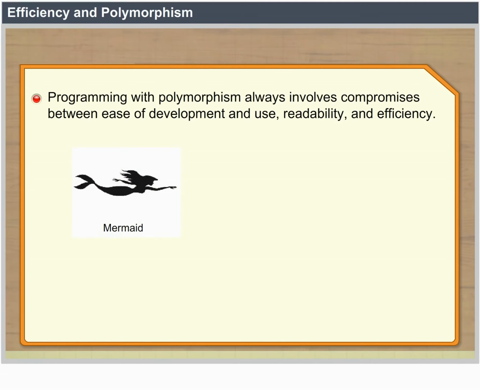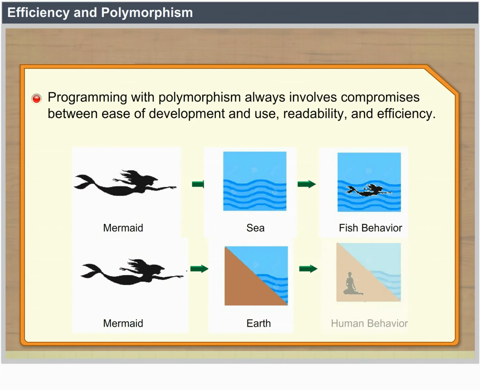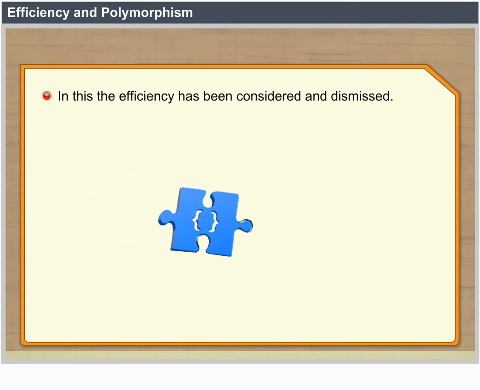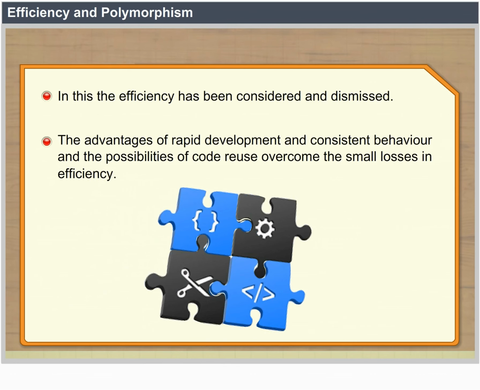Efficiency and polymorphism. Programming with polymorphism always involves compromises between ease of development and use, readability and efficiency. In this, the efficiency has been considered and dismissed. The advantages of rapid development and consistent behavior and the possibilities of code reuse overcome the small losses in efficiency.